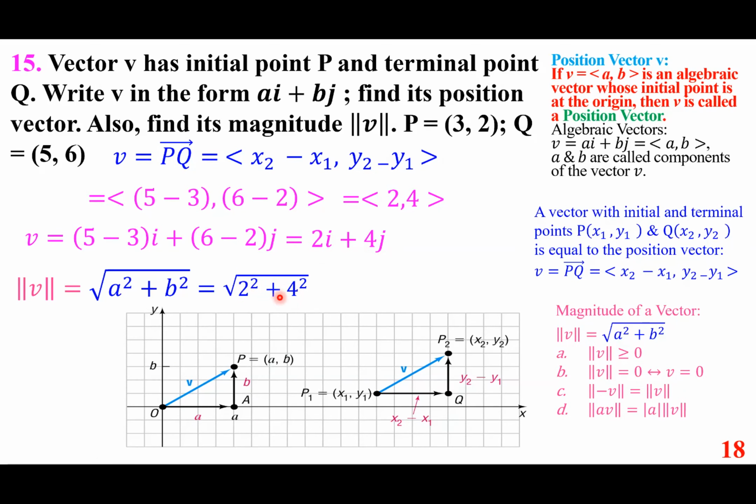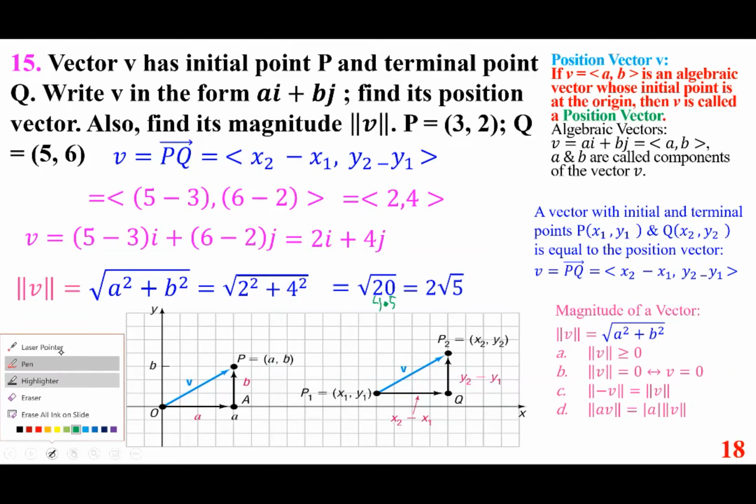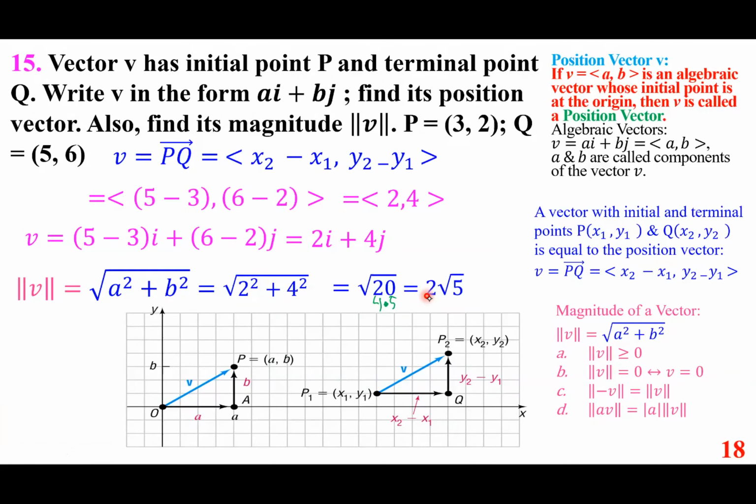This is 16. They add up to 20. So this is the square root of 20. And as you know, twenty is 4 times 5. Therefore, 4 comes out as 2. 5 remains. And the magnitude is 2 square root of 5.